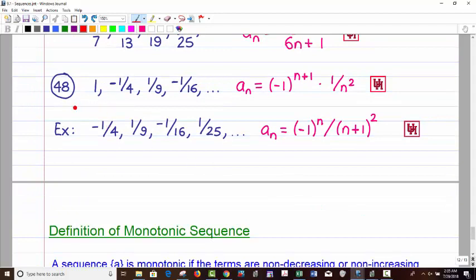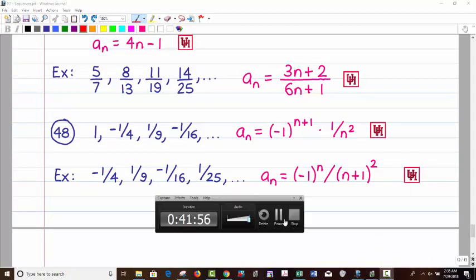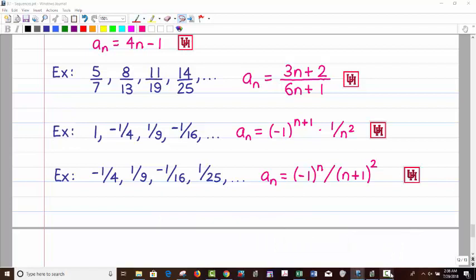Now this one, the sequence here alternates in signs. So it goes positive, negative, positive, negative. So we're going to have either a -1 to the n or n plus 1, determining whether or not it starts out with negative or positive. It could have started out as negative and then alternated. So right now, the first part of this is just to establish the order of the signs.